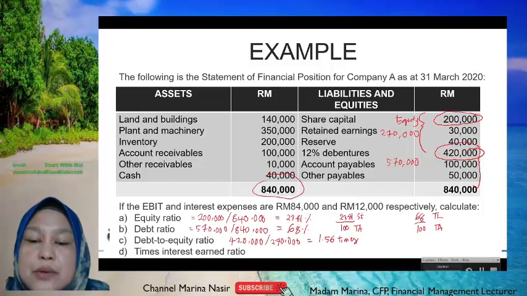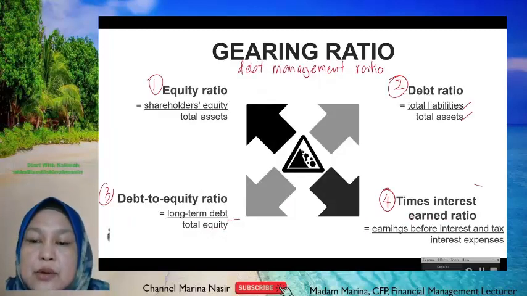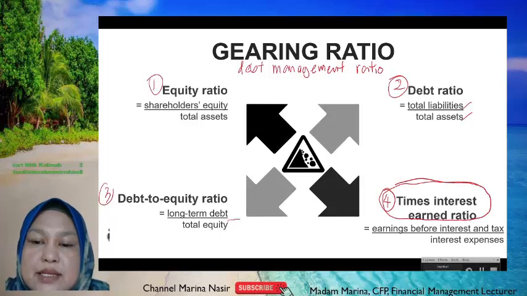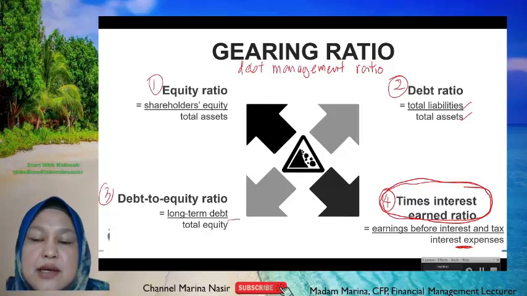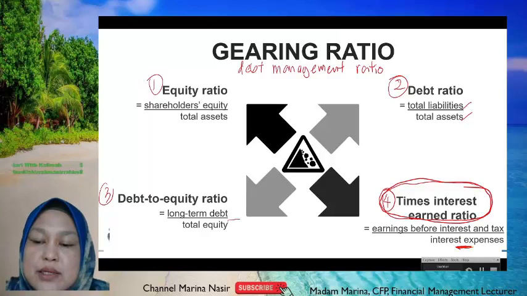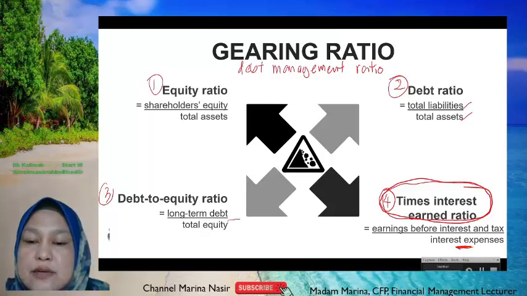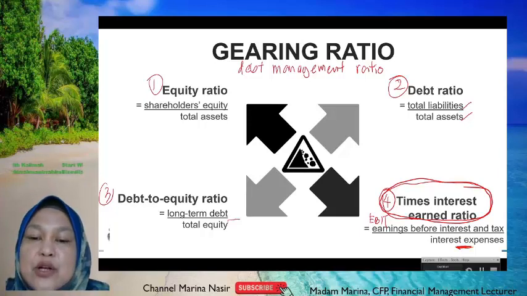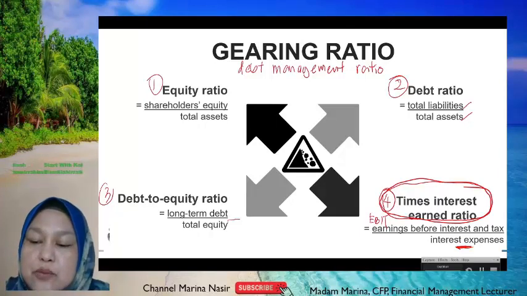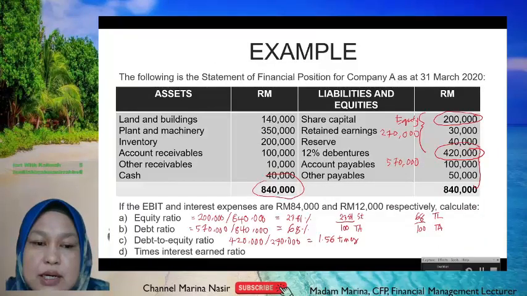Why do we have to calculate time interest earned? This ratio measures our ability to pay interest expenses. Mampu tak mampu bayar interest expenses ni. This is the formula: earning before interest and tax. The short form is EBIT. So, how to calculate EBIT?